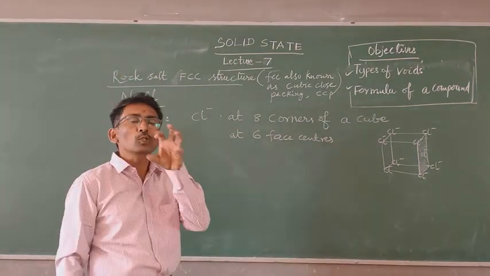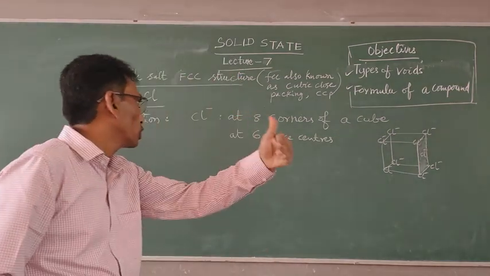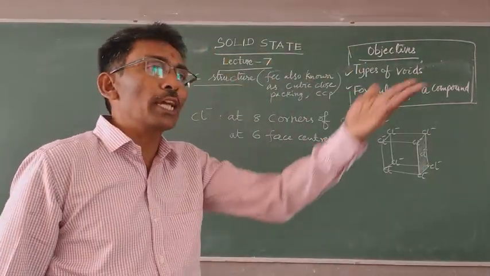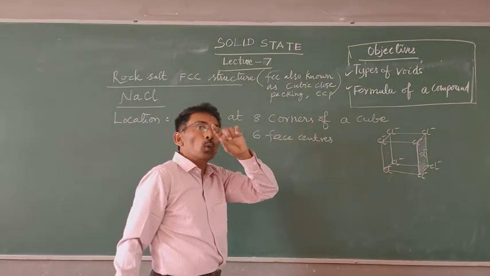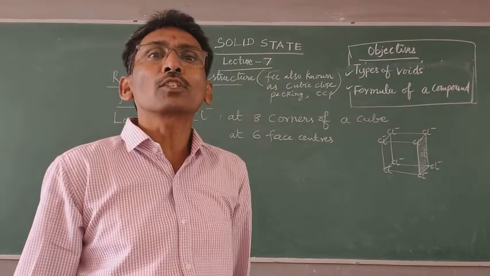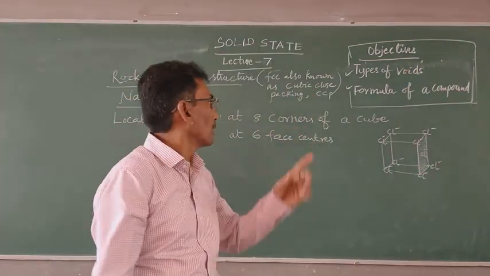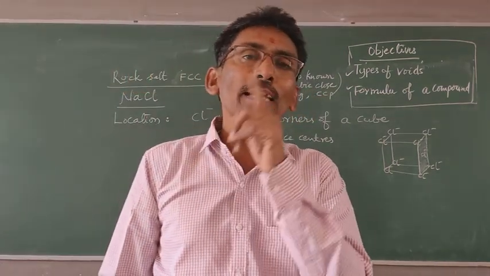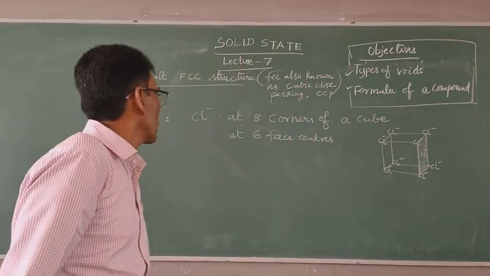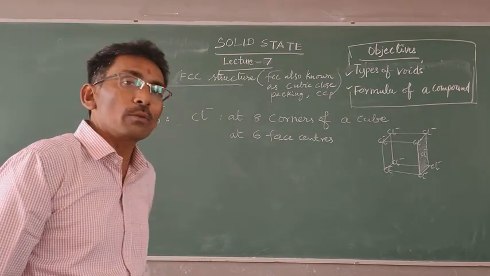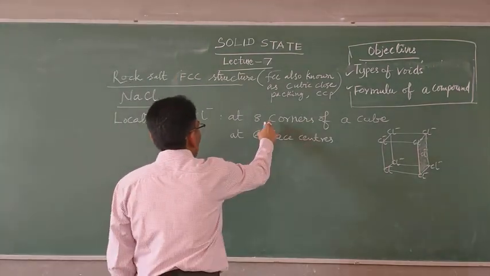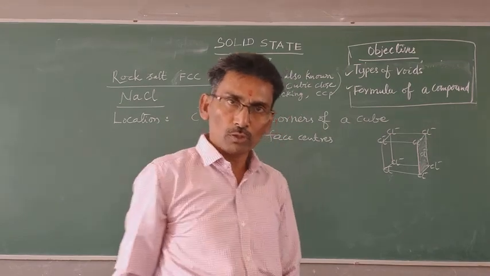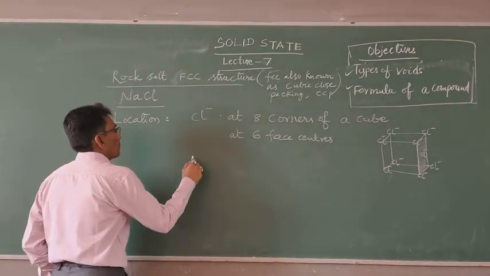So total lattice points of Cl minus: 8 plus 6, 14. Of course they do not completely belong to the same unit cell, they are shared. Each corner is shared by 8 unit cells in total, a face center is shared by 2 unit cells, and an edge is shared by 4 unit cells. Corner is shared by 8 cubes, face is shared by 2 cubes, edge is shared by 4 cubes. Okay. Next, Na plus ions.